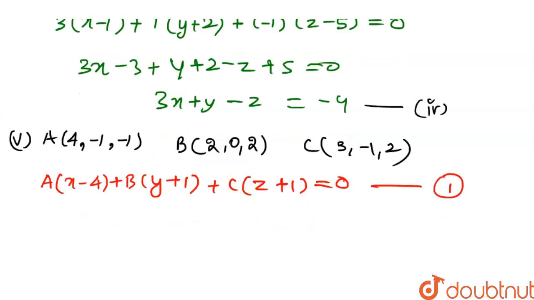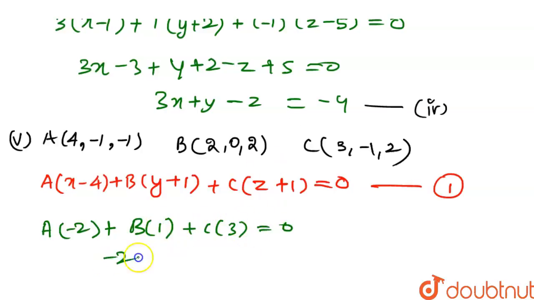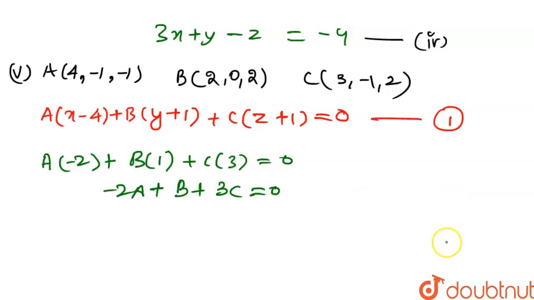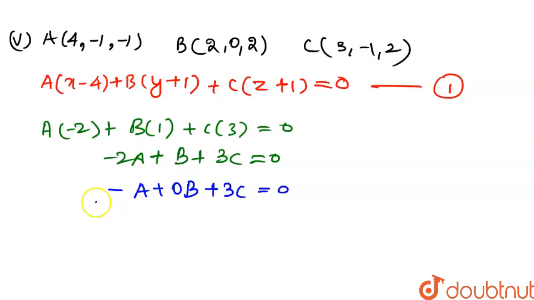Then (2, 0, 2) will also pass through the same equation. We can write down here 2 minus 4 is minus 2, plus b times of 0 plus 1, that is 1, plus c times of 2 plus 1, that is 3, is equal to 0. So minus 2a plus b plus 3c is equal to 0. Right, then for the third point we will use the same equation. So we will have a into 3 minus 4 is minus 1, so we'll write here minus a directly, then minus 1 plus 1 is 0, so plus 0b, then 2 plus 1 is 3, so plus 3c is equal to 0. Right, now we will solve these two equations by using the cross multiplication method.